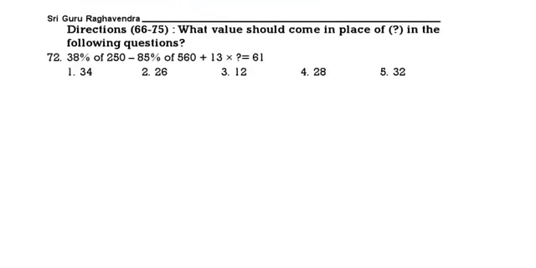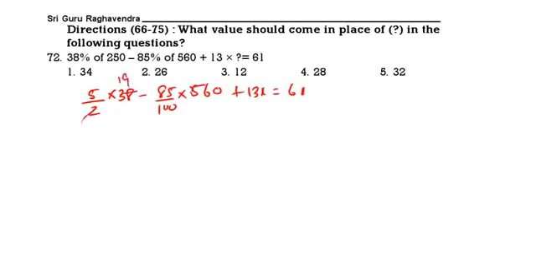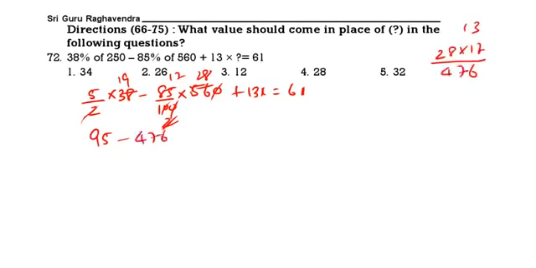38% of 250, or 250%. 250% means 5 by 2. 5 by 2 into 38 minus 85% of 560, plus 13x is equal to 61. See, 2 ones, 2 19s. It is 95. 5 twos, 5 17s. 2 ones, 2 28. Now 28 into 17. 17 8s, 136, 476.